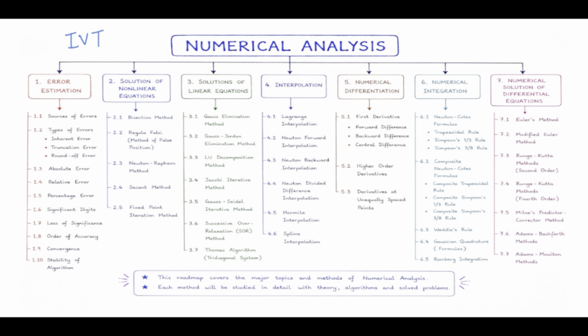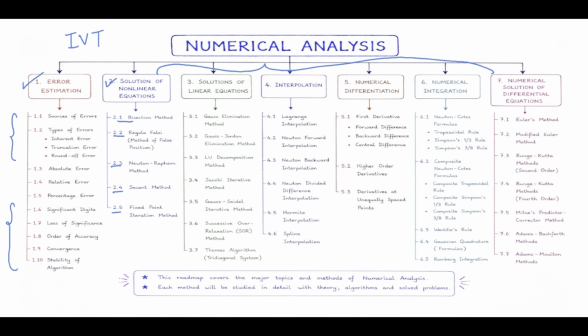Before we begin, let me briefly show you the roadmap of this course. So far, we have completed the first module, error estimation, where we discussed sources of errors, significant digits, convergence, and stability. And we are now entering module 2, that is, the solution of nonlinear equations, where we will study several numerical methods for finding the roots of equations. Here we have the bisection method, regula falsi method, Newton-Raphson, secant, and fixed point iteration method, and many more.